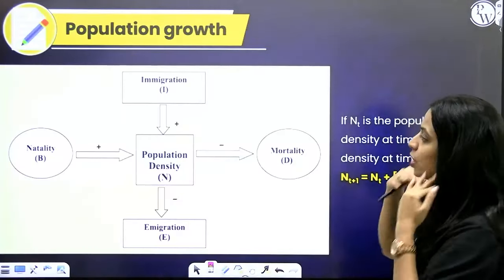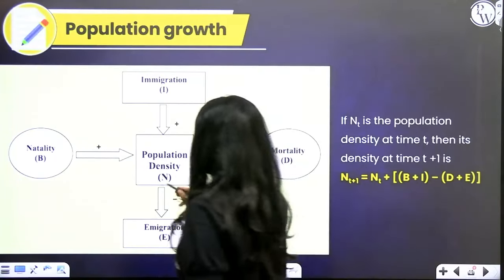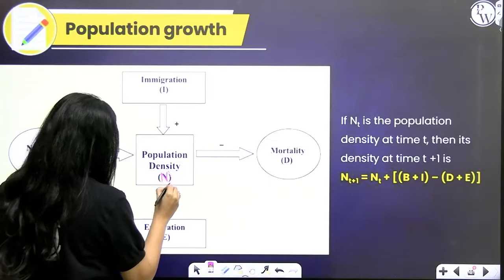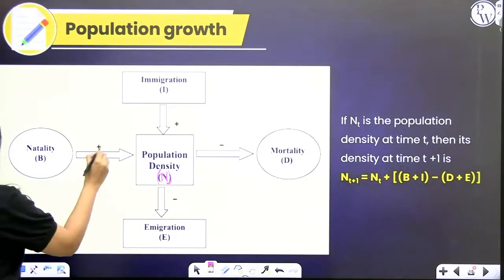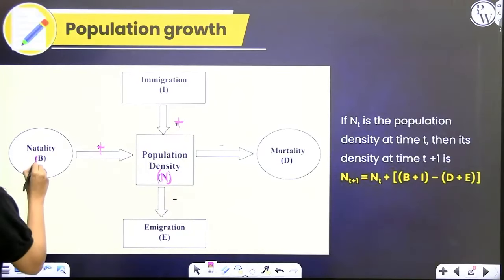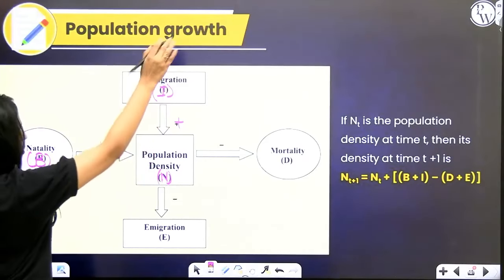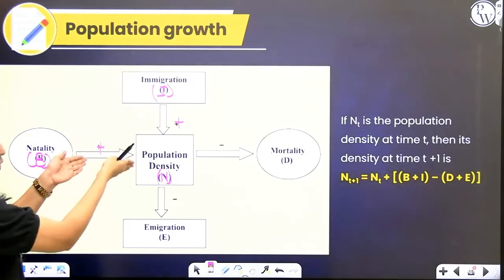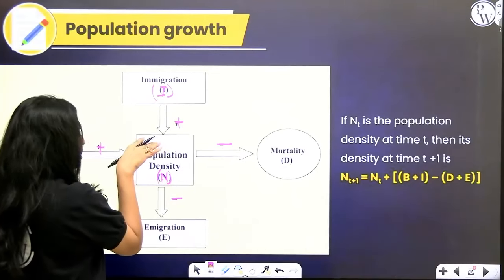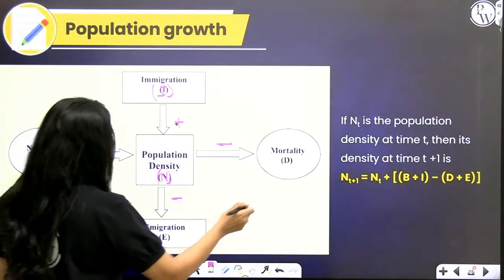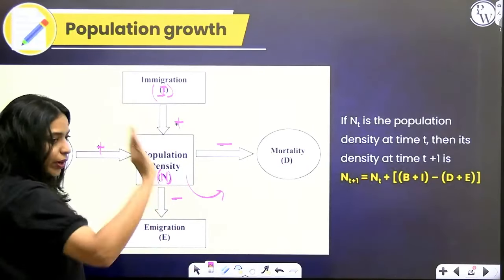Now, here's an NCERT kind of flow chart that you need to understand. Let's say this is population density. It's represented by N, like I already said. There are two processes that will increase the population density. So you have plus and plus here. Which are those? Birth, natality, somebody being born in the same population. Immigration, from some other population, an organism enters here. Both of them will add to the number of organisms that are already present there. And there are two processes that will reduce the population density, which are deaths, which is mortality, and emigration. People from this population leaving and going to some other populations.